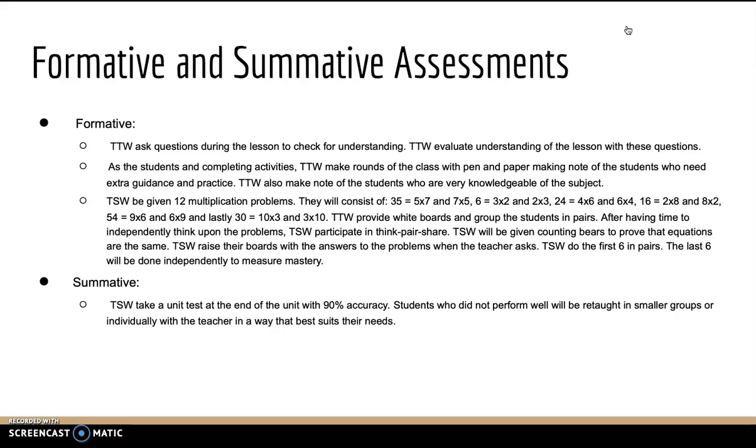Students are going to be given 12 multiplication problems, so there are going to be 6 products but 12 equations. As you can see, 35 equals 5 times 7 and 7 times 5. There are 2 equations, but they both have the same product, as with the rest of those.